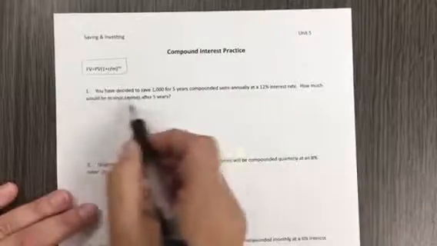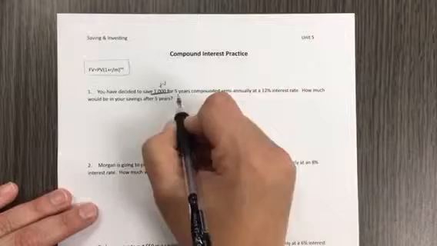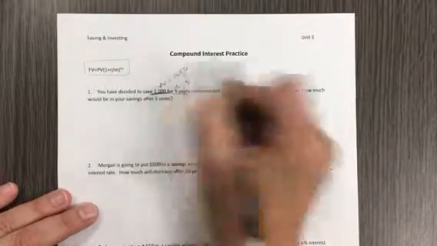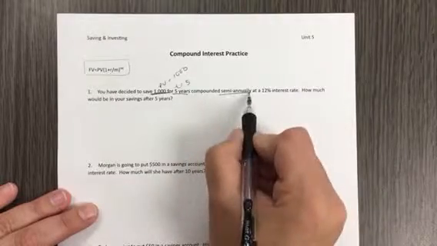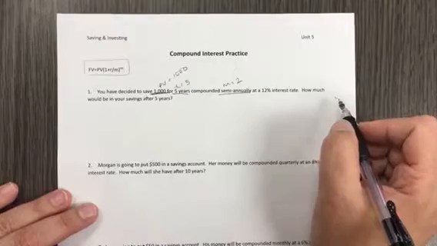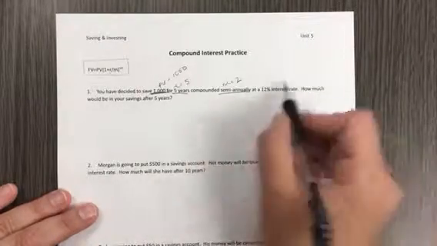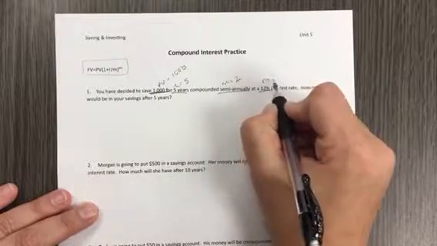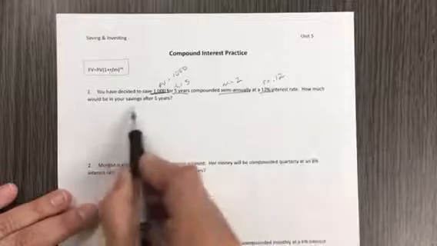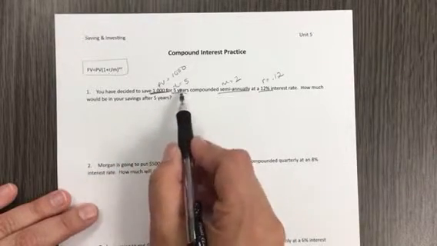So let's take a look at this first problem. You've decided to save $1,000, so there's our PV, for 5 years. That's our T. So T is equal to 5, PV is equal to 1,000. Compounded semi-annually, which is twice a year. So M is equal to 2. That's also in your notes if you don't remember what semi-annually, annually, daily, all of those are. And then 12%, so R is equal to, I'm going to go ahead and convert that to a decimal, 0.12. How much would you have in your savings after the 5 years? So again, that T is 5 years, that's just repeated.